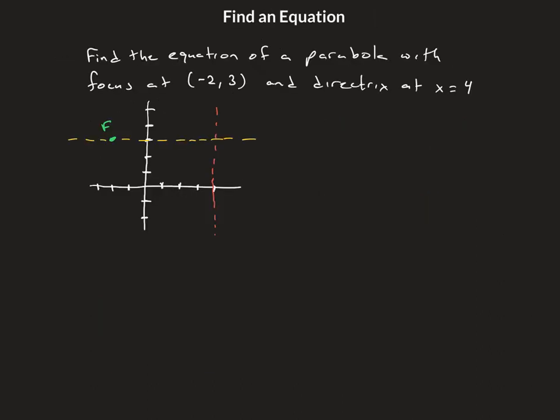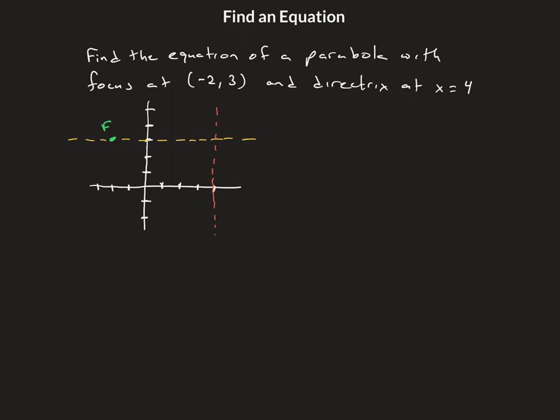Now let's take a look at finding an equation. In this particular problem, I'm going to find the equation of a parabola with a focus at (-2, 3) and a directrix at x equals 4. To get a feel for it, right away I know I have a vertical directrix. So I know I have a horizontal axis of symmetry, and the axis of symmetry is what you see in yellow there.